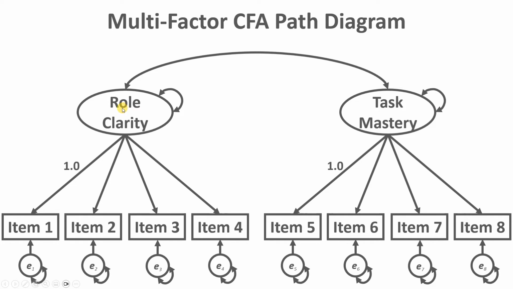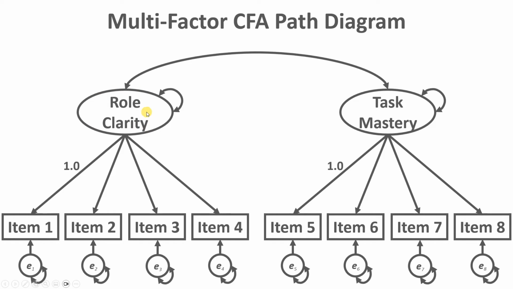One for role clarity, which is the construct of interest over here, and the other for task mastery, which is really about someone's self-efficacy or how confident they are in their ability to do their task at work. Okay? And so here each one of them has its own respective set of indicators. In this context, the indicators are observed items or measures that we've given to respondents or employees as part of, let's imagine, a survey.